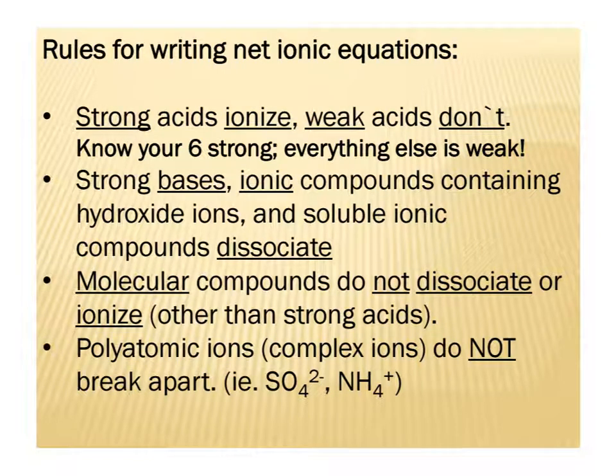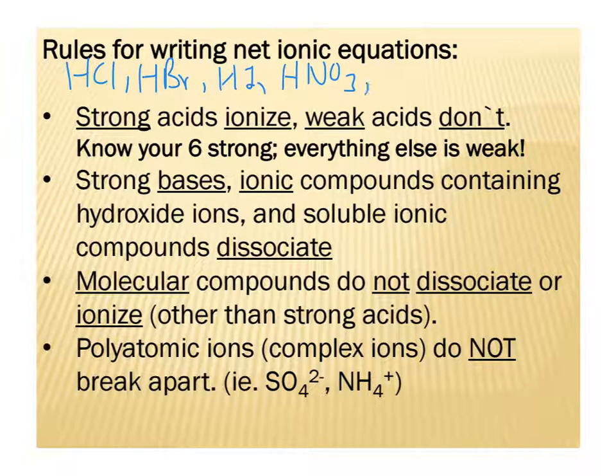So let's look at some of the rules we can use when we're writing net ionic equations. Our first rule is that we can ionize all the strong acids, but we do not ionize any of the weak acids. Now, as a reminder, the strong acids are hydrochloric acid, hydrobromic acid, hydroiodic acid, that's an I, nitric acid, HNO3, sulfuric acid, H2SO4, and perchloric acid, HClO4. So those are the strong acids that will ionize 100%.